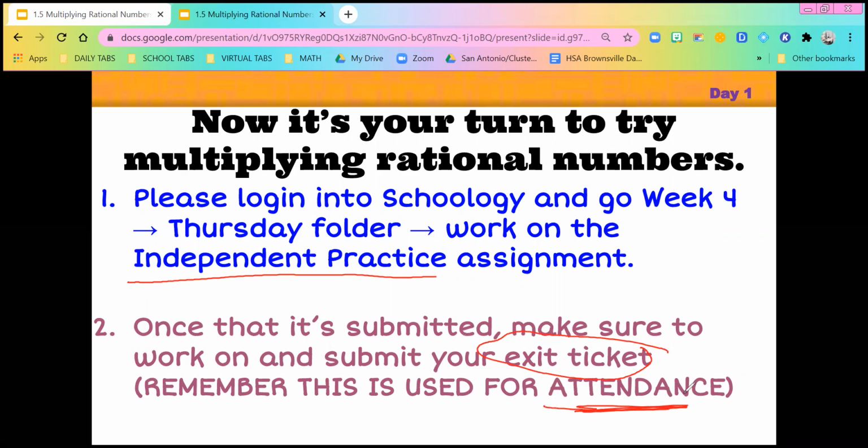Again, I use this for attendance purposes. So this one is extremely, extremely important because I use it for your attendance that you were present in my class, okay? Whether you were there live or you did the work later on at home with maybe mom or dad to help you, whichever, okay? So let me go into Schoology so you can kind of see where I have that information.